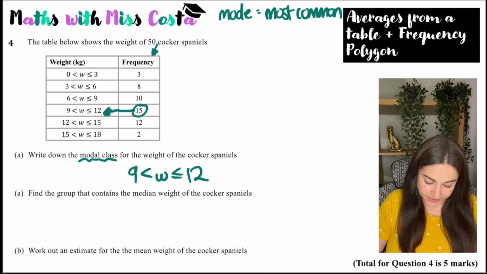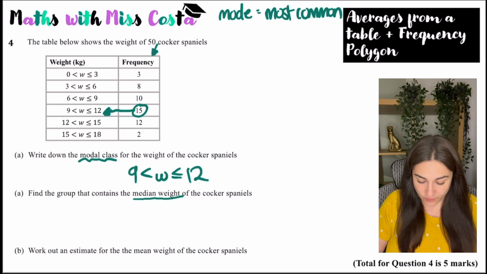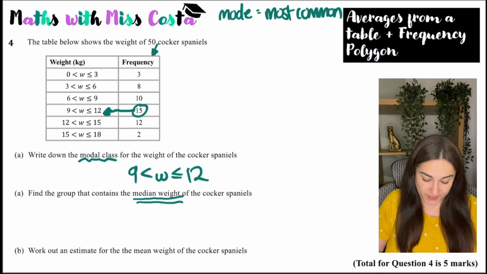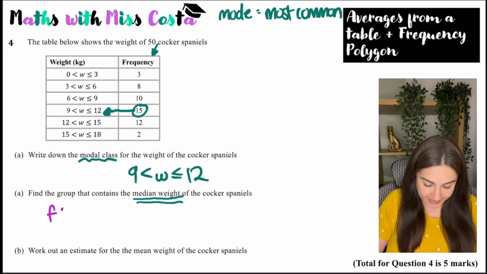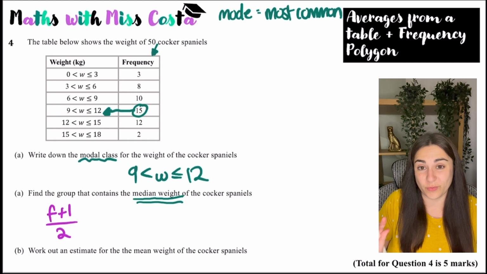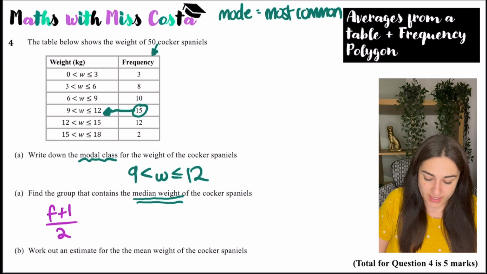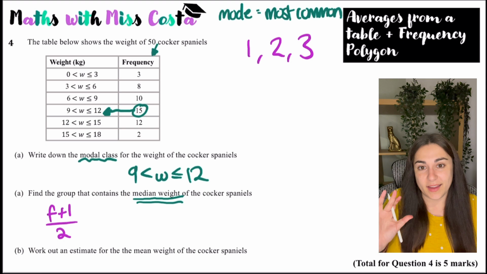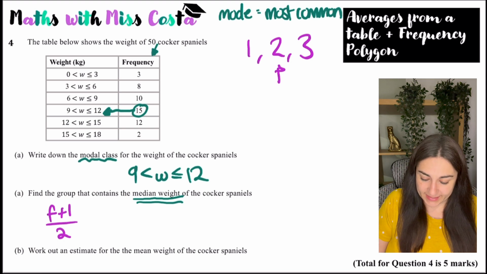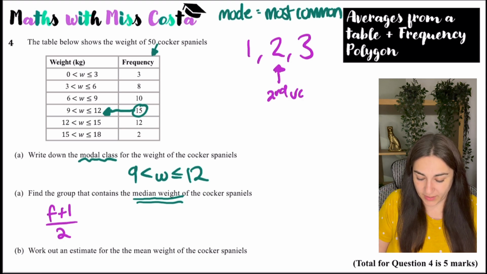Then I'm being asked to find the group that contains the median weight. So to work out what the median is, the trick that you use is whatever the frequency is plus 1 divided by 2. And the reason for this, just really quickly, if we have, let's literally say, 3 values, the median is the second value, okay?